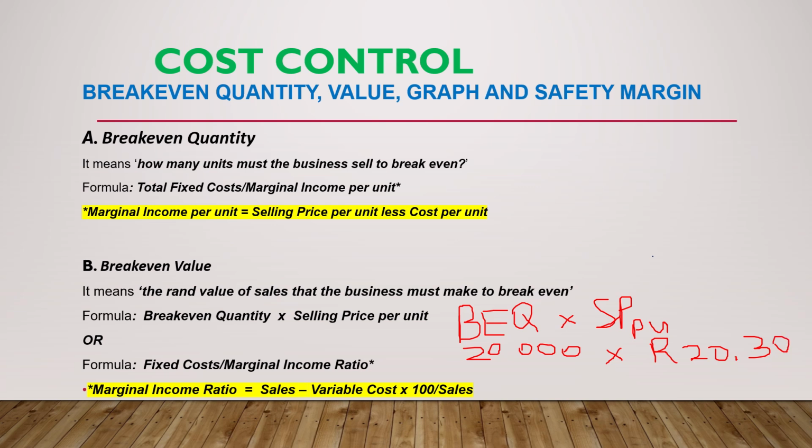So whatever money you get here, let's say it is 150,600. I'm just making an example. That's your answer. So it means that when you sell 20,000 units, you are not making any profit or incurring any loss. The money you are going to receive when you sell these units is 150,600 rand.